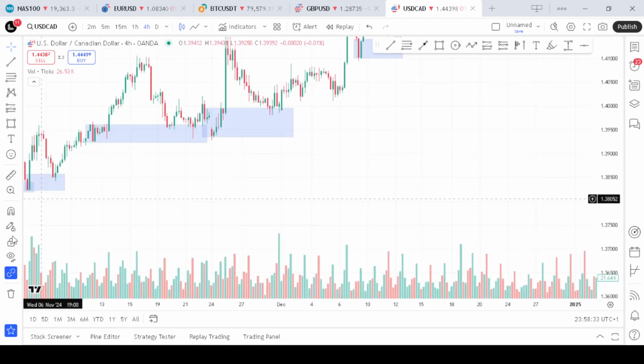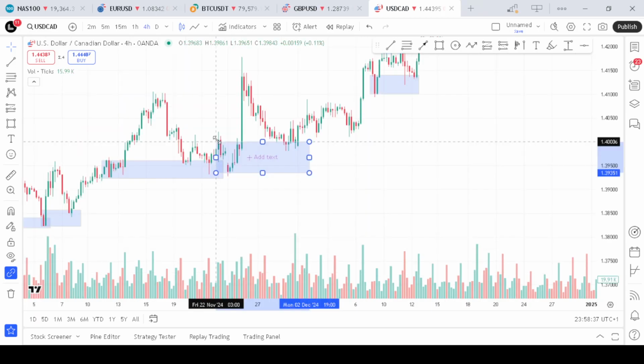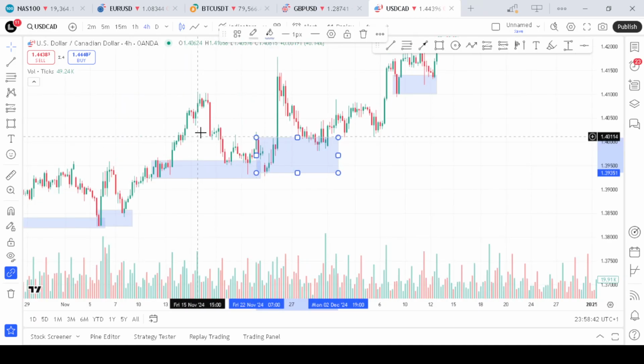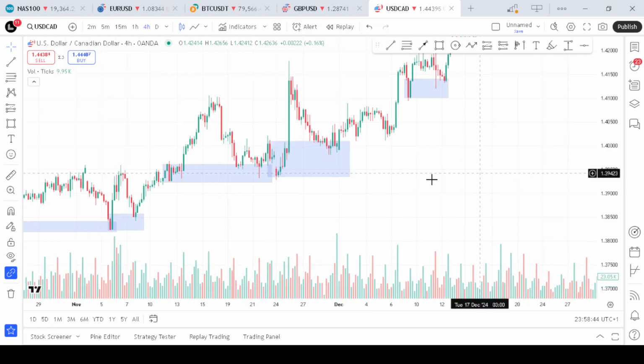It might not be perfect, but with time you'll be able to spot these levels on your own. You can check out our videos on order blocks. It will help you to know how to spot an order block when you see one on the market.